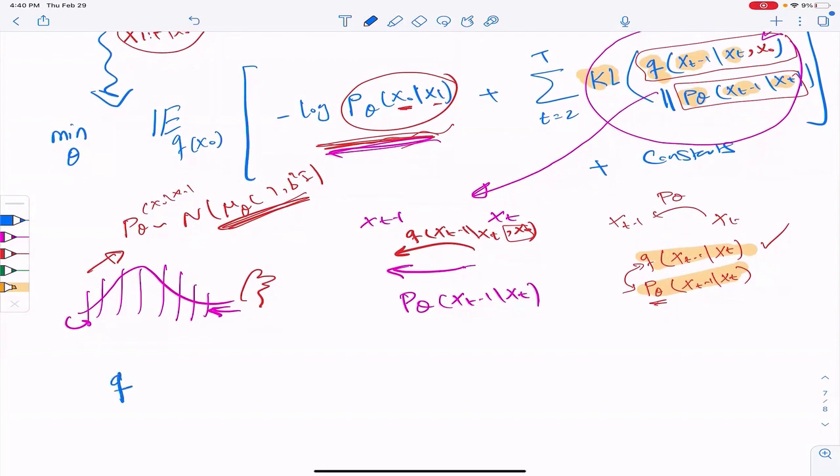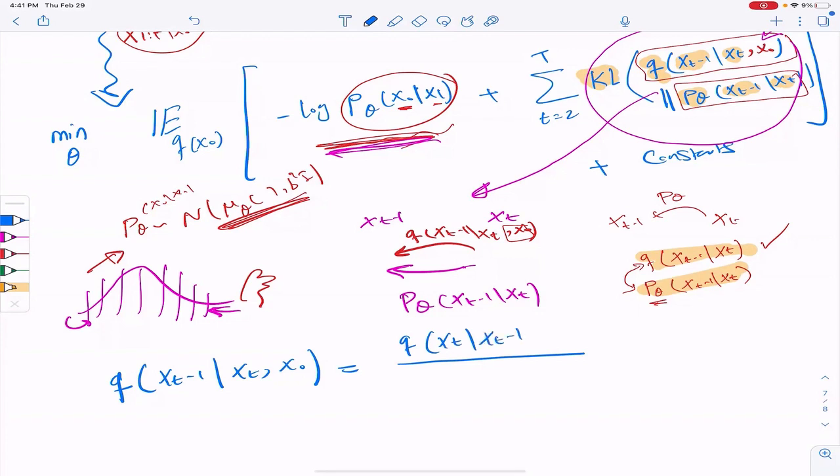My numerator has q of xt minus 1 given xt and x0. So I'm going to use another Bayes rule in order to be able to work with it. Again, I'll convert it back. Remember, we converted the Q distribution to the reverse just to match it with the P. Now I'm going to do the other direction. So I'm going to write this as Q of xt given xt minus 1 and x0 times Q of xt minus 1 given x0 divided by Q of xt given x0.